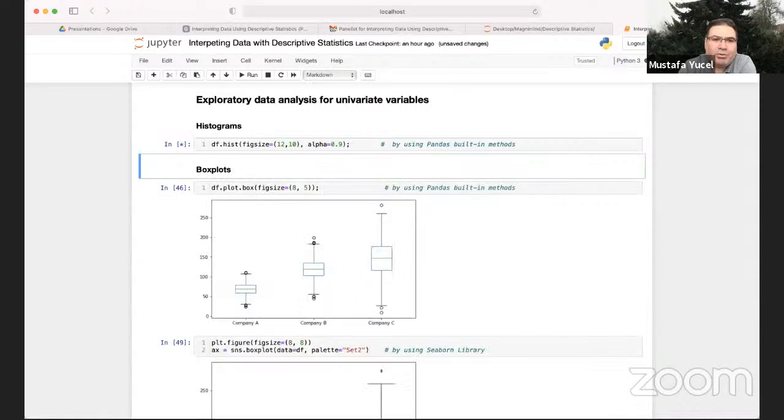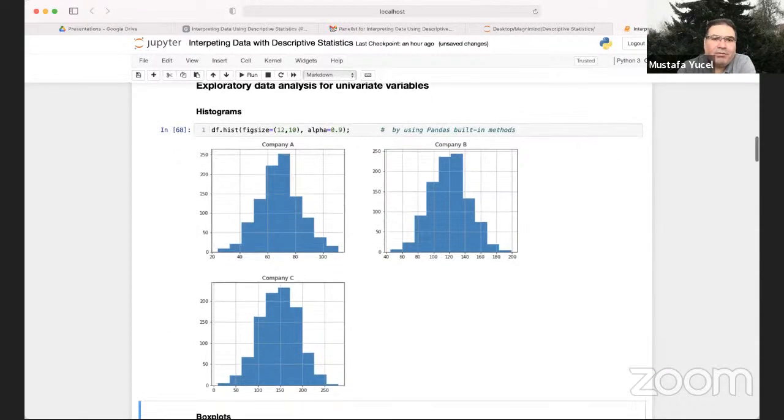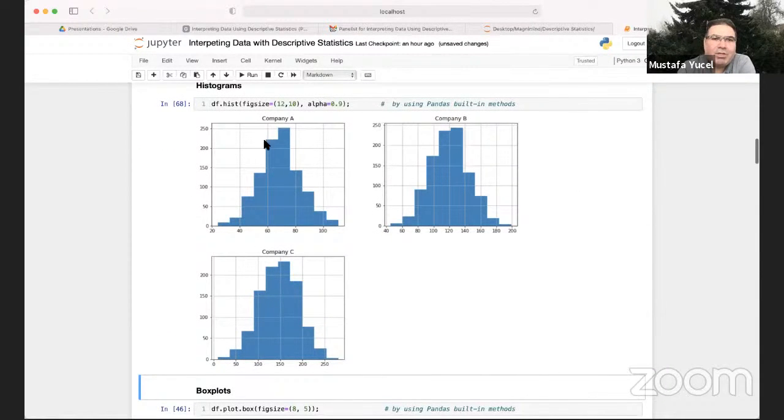You produce histograms of companies A, B, and C. You see these are manufactured data, but this company has an average around 70K, and this is around, I think, 120K. This is something around 150K. Dispersion is here.